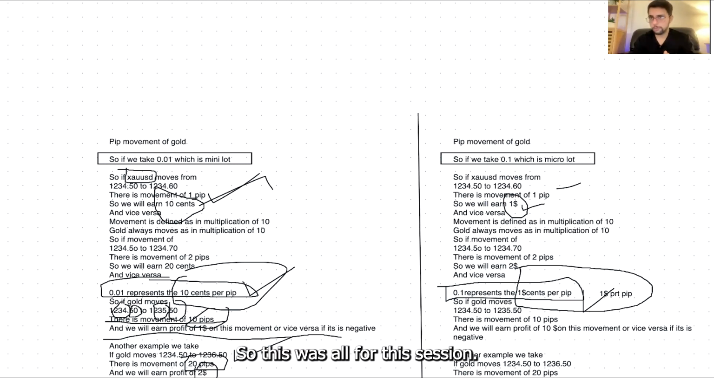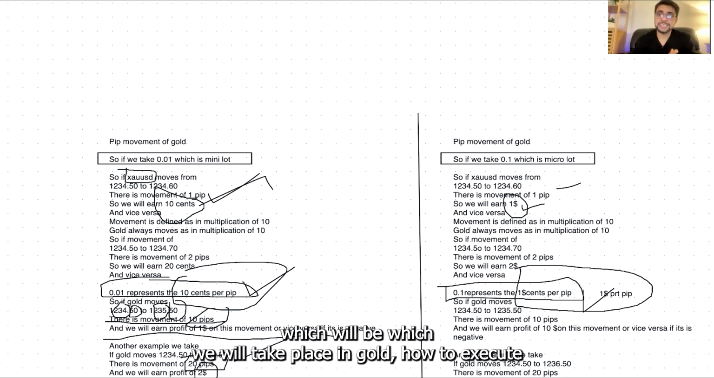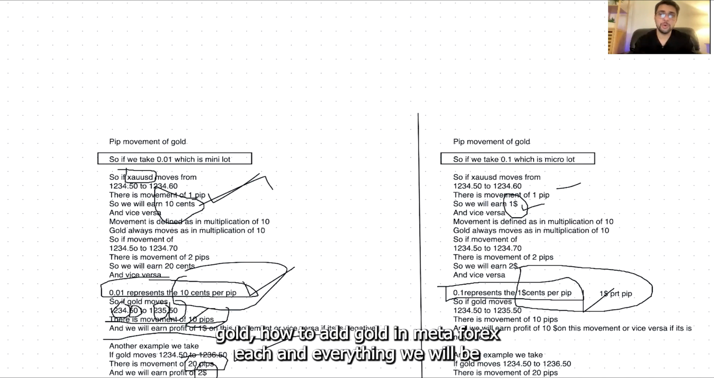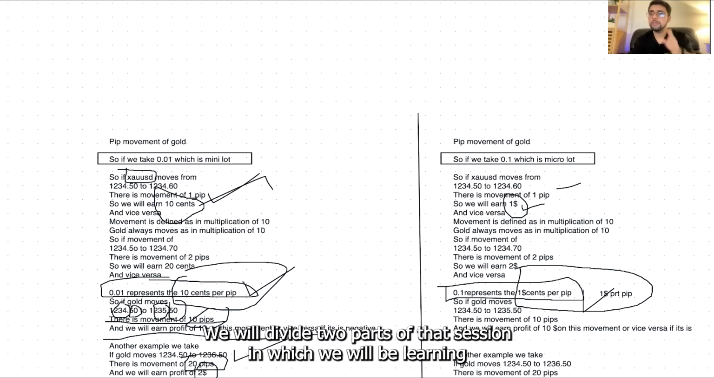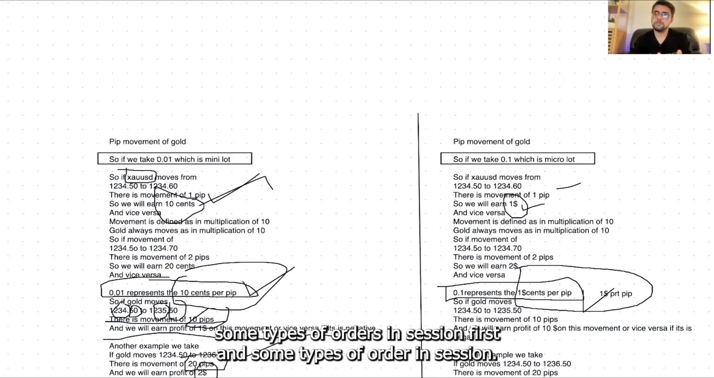So this was all for this session, and in the next session, which is our session 6, we will start learning how to use MetaTrader 4, what the different types of orders are which we will take place in gold, how to execute gold, how to add gold in MetaTrader. Each and everything we will be learning in depth in the upcoming session, and we will take 2 sessions. We will divide that into 2 parts, in which we will be learning some types of orders in the 1st part and some types of orders in the 2nd part.